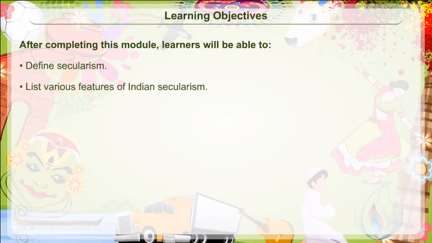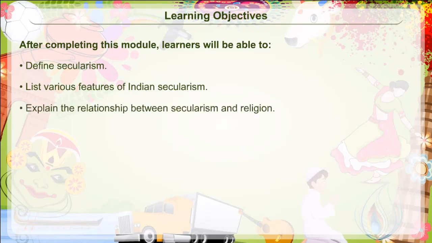Learning objectives. After completing this module, learners will be able to define secularism, list various features of Indian secularism, explain the relationship between secularism and religion, and relate between Indian and Western secularism.